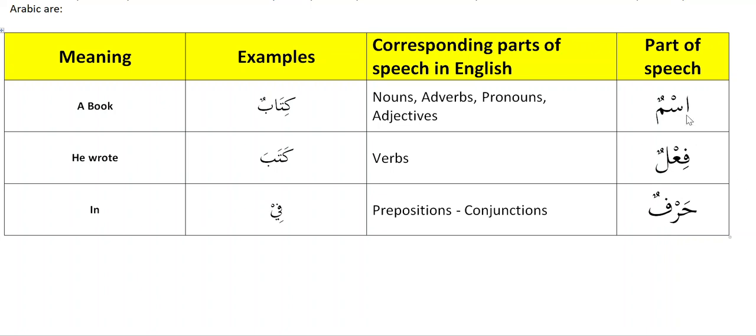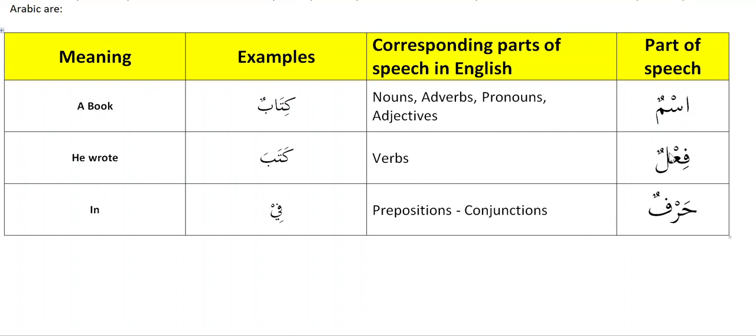So the parts of speech are ismun, that's the first, fi'lun, harfun. So ism, if you stop with a sukun instead of pronouncing the tanween dhamma, instead of saying ismun, we will say ism, or fi'l, harf. Ism are generally nouns, adverbs, pronouns, and adjectives. These are al-asma. Asma is the plural of ism, but we learn that as we go along.